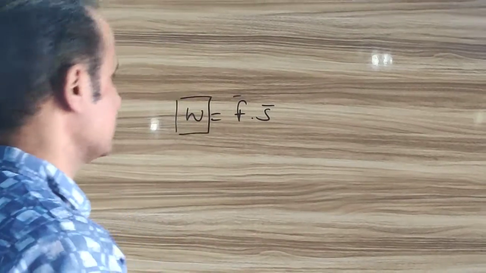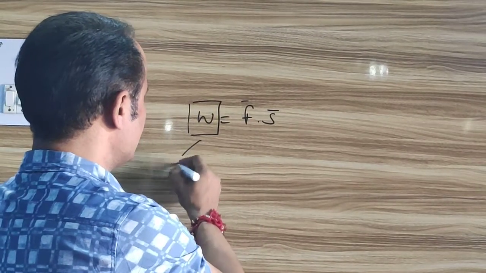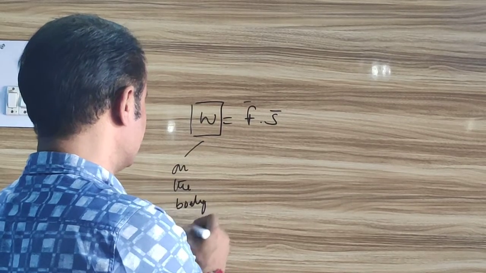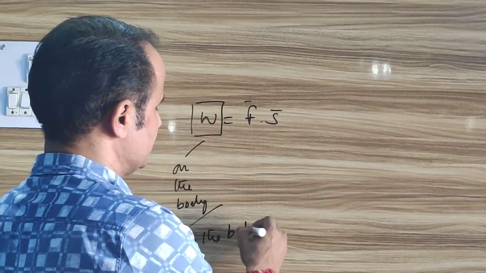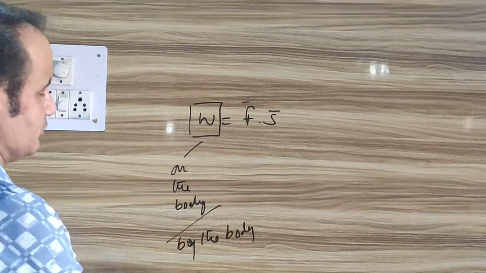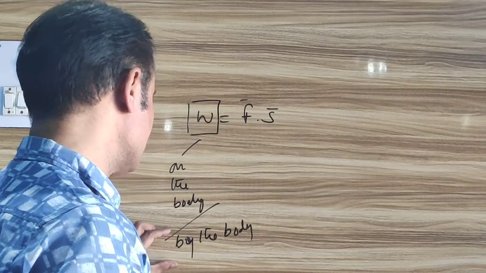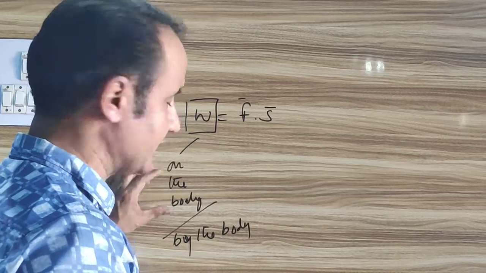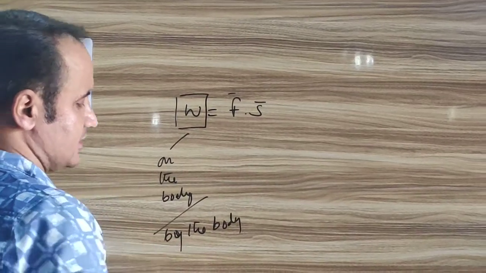It means the work has to be either on the body or by the body. There are two scenarios: on the body or by the body. If it is on the body, then it is positive, and by the body is negative. Or on the body is negative, by the body is positive. In this way, we categorize the work done.